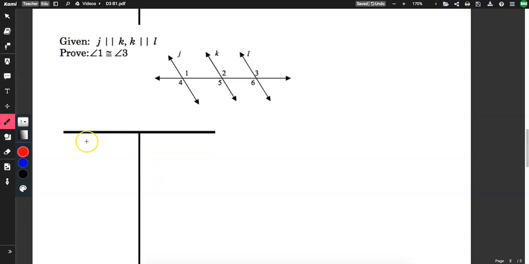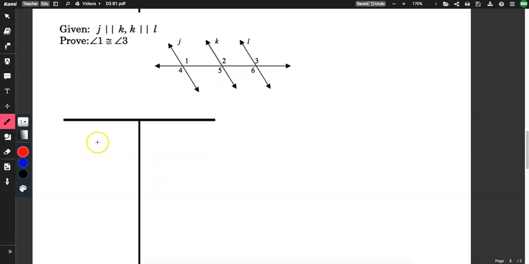Let's look at the next one here. So I'm going to write S and R because I'm being lazy. So we have that line J is parallel to line K. K is parallel to line L. And that is given. All right, so let's take a look at what that means. J is parallel to K. K is parallel to L.